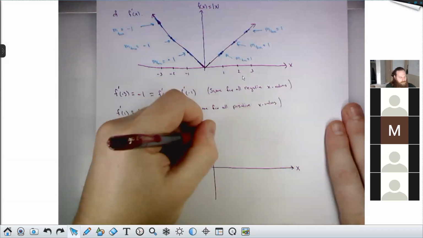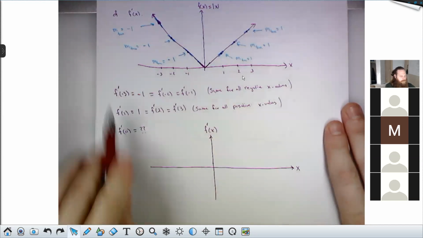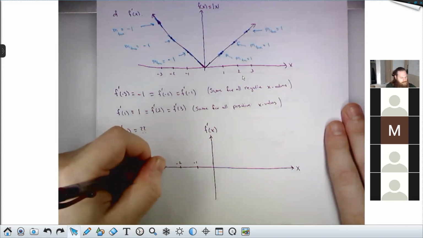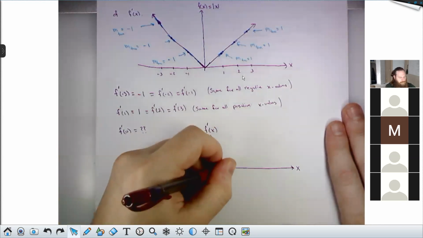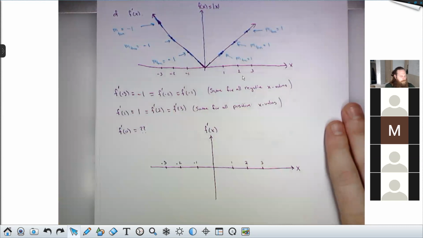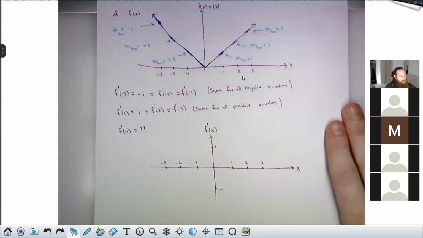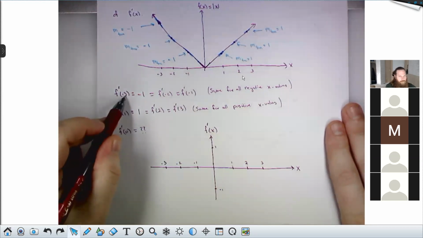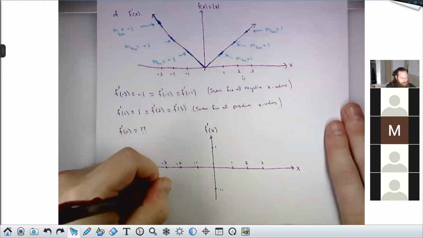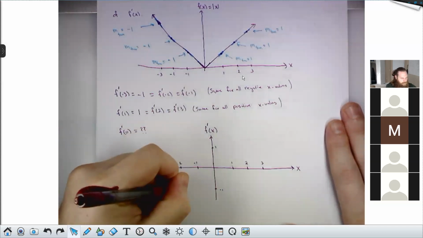So here's my x-axis. This is going to be the graph of f primed of x. I'll mark off some x values here, negative 1, negative 2, negative 3, 1, 2, 3. Down here, I'll mark this as negative 1. Up here, I'll mark this as positive 1. So we said f primed of negative 3 is negative 1, which means the point negative 3 comma negative 1 is on the graph of f primed of x. F primed of negative 2 and f primed of negative 1 are also the same.